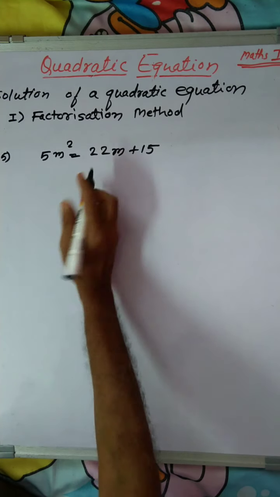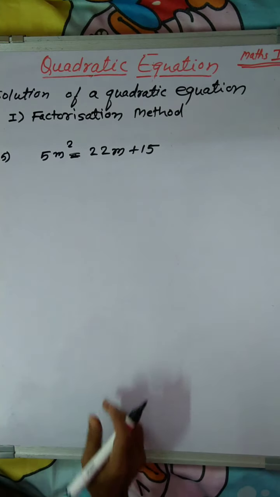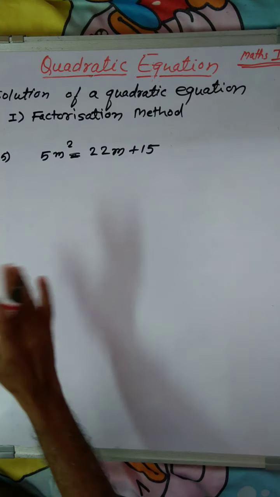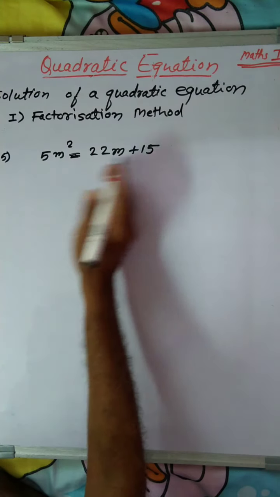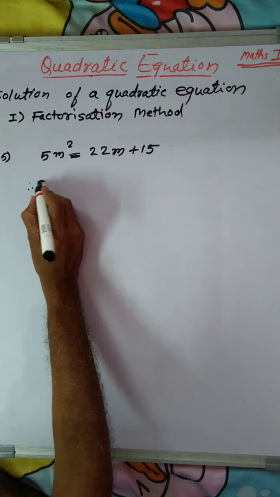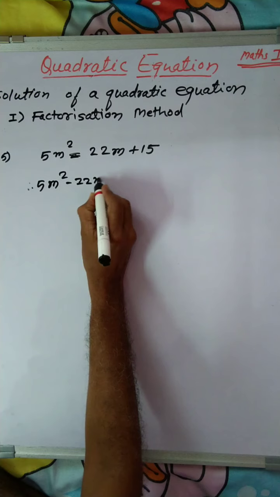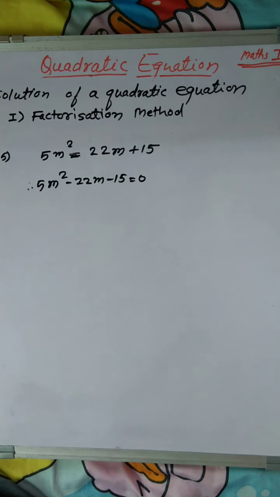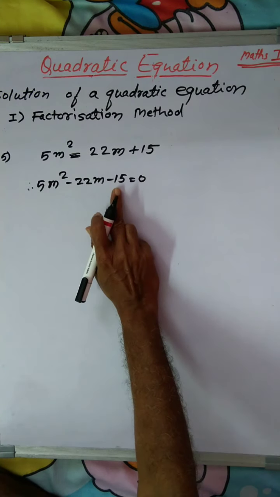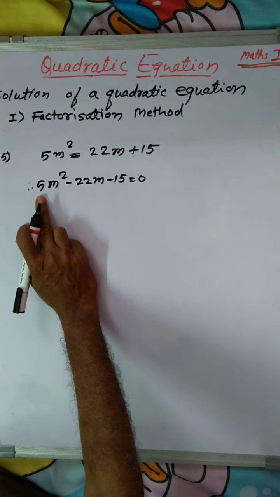5m square is equal to 22m plus 15. First we write this equation in the standard form. Take 22m and 15 to the other side. Hence 5m square minus 22m minus 15 is equal to 0 is our required quadratic equation. Now the third term is 15 and the coefficient of m square is 5.